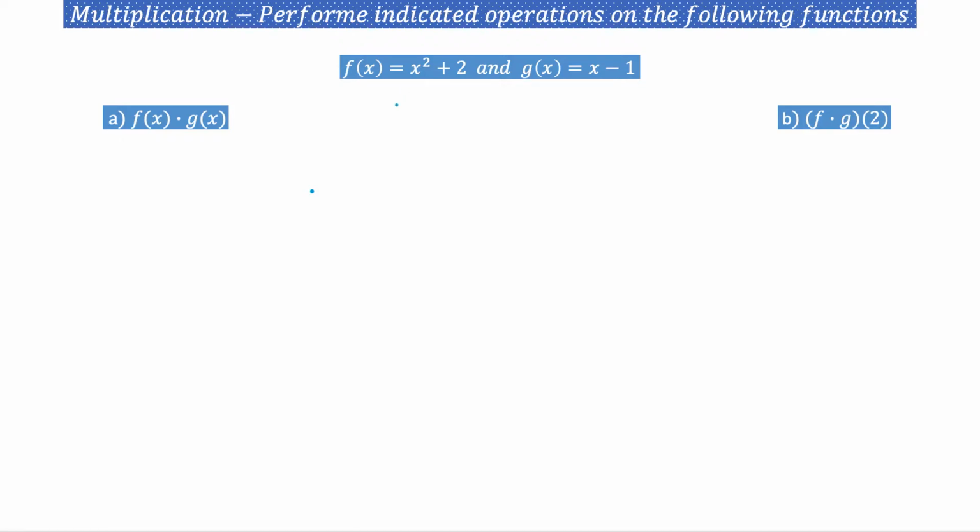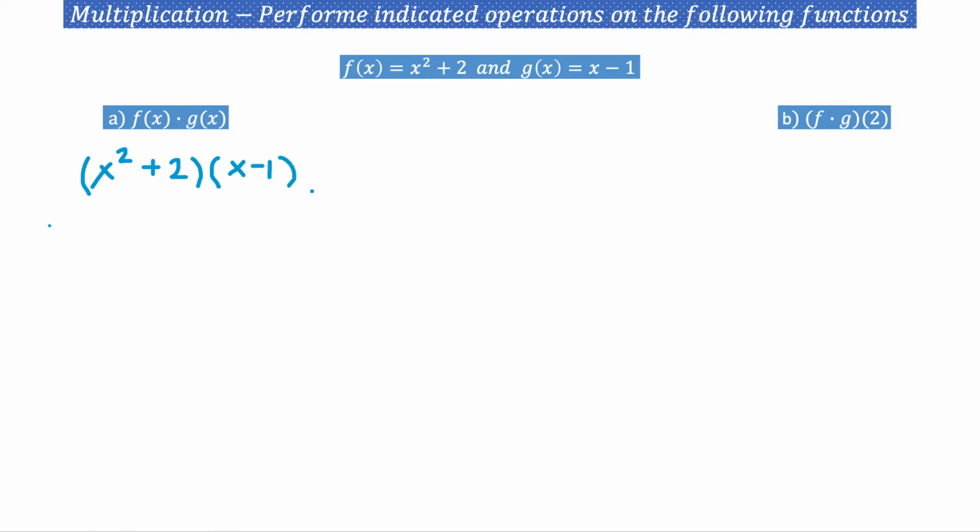Instead of f of x, we are going to plug in x squared plus 2, which is a quadratic function, and we multiply it with a linear function, which is x minus 1. And here we are foiling those two functions.